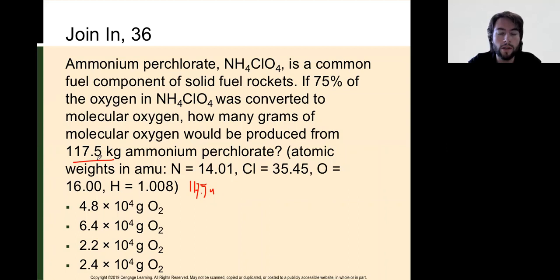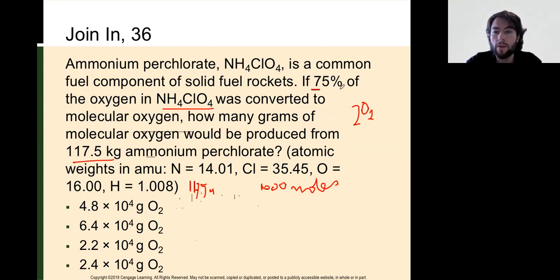You can convert this weight to grams, and then divide that by 117.5, and you will find that we have 1,000 moles of ammonium perchlorate. So from those 1,000 moles, we can produce 2 moles of molecular oxygen for each. Remember, molecular oxygen is O2. So there are 4 oxygens in every mole of ammonium perchlorate. That means we could form 2 molecular oxygens, because 4 divided by 2 is 2. So we can form 2 molecular oxygens for every ammonium perchlorate we have.